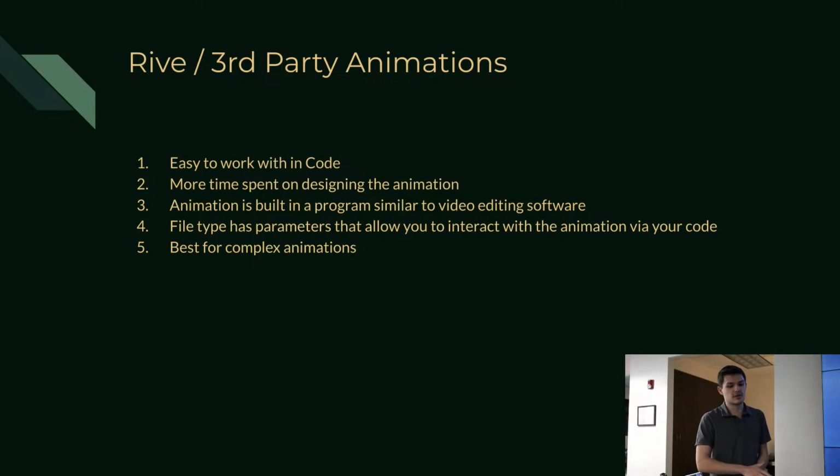Last, you have Rive or third-party animations, and these are really easy to work with in code, and you're going to spend more time on designing the animation itself versus actually implementing it. The animation is built in a program similar to video editing software, like Adobe After Effects. You're going to see a timeline and a video type editor, and you have all of the segments that you run the animation through. Then it exports as a file type with parameters that you can interact with via your code to trigger it based on interactions in your app. And this is best for your very complex animations.